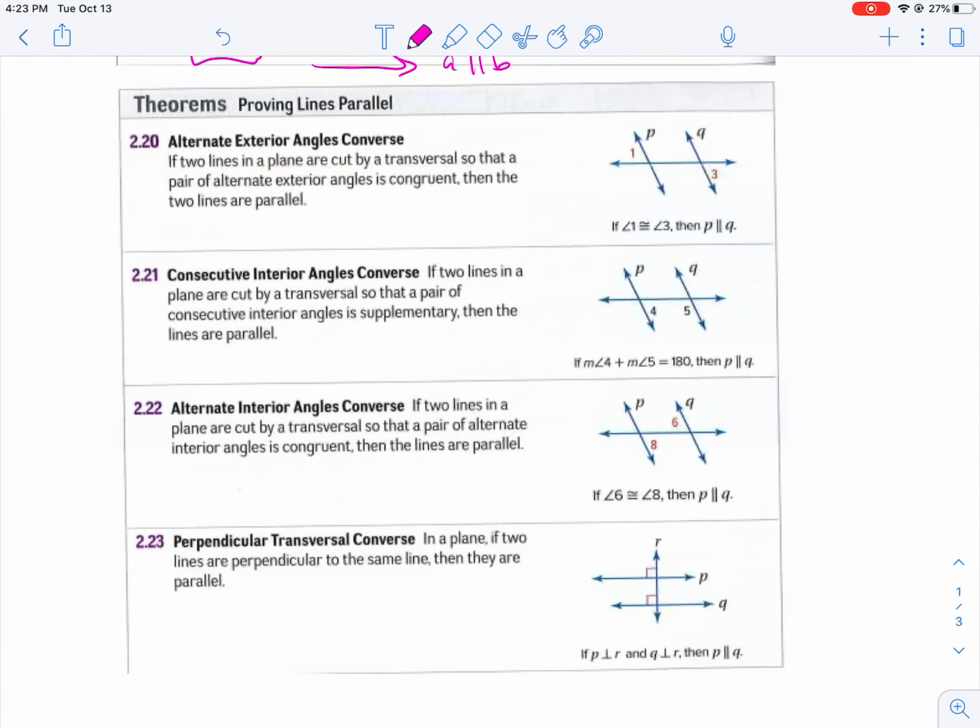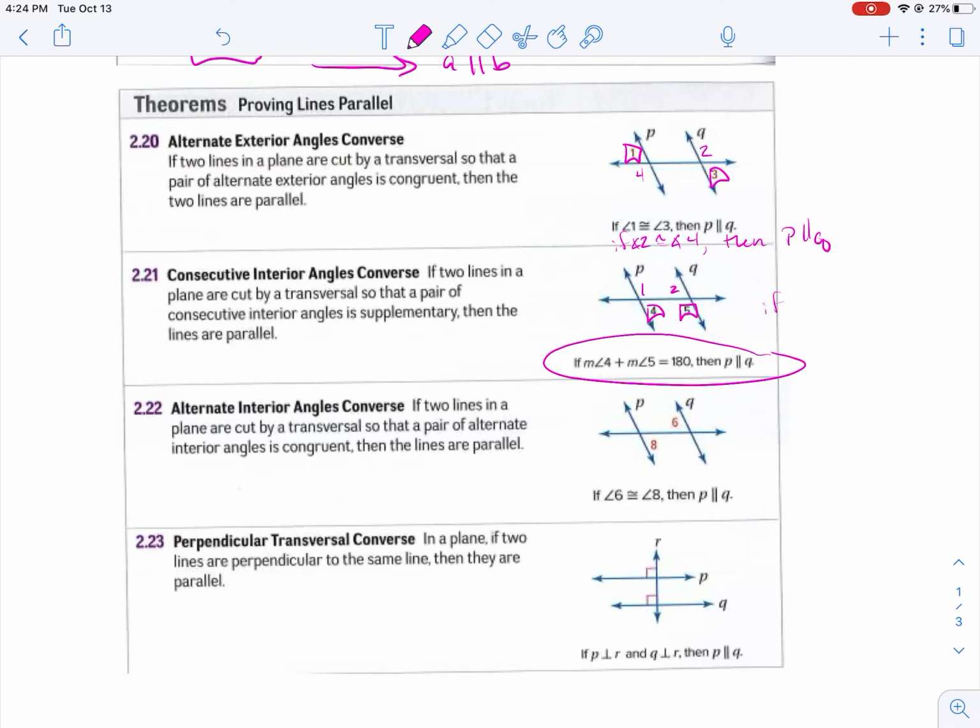If the alternate exterior angles are congruent, so you got 1 and 3, let's say this is 2 and 4, okay? If 2 and 4 are congruent, then P is parallel with Q, okay? Our consecutive interior angles: what that states is if angle 4 and angle 5 add up to 180 degrees, then based off this consecutive interior angles converse postulate or theorem, P is parallel with Q. Okay.